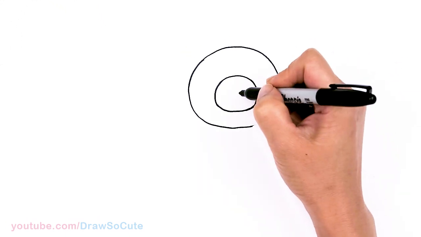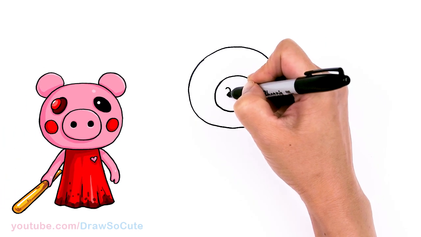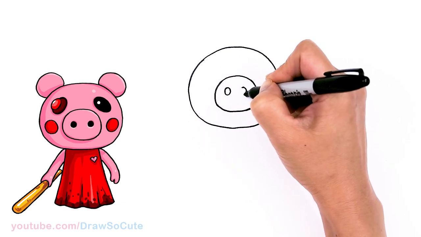Okay, so then on the inside, let's draw two more ovals. About right here, I'll draw two more ovals for the snout.